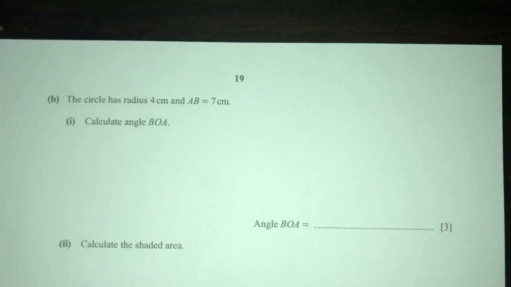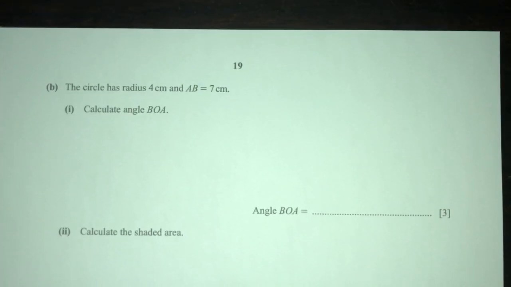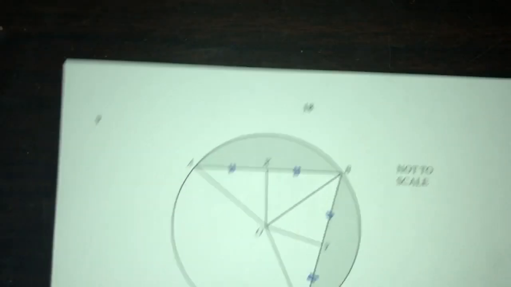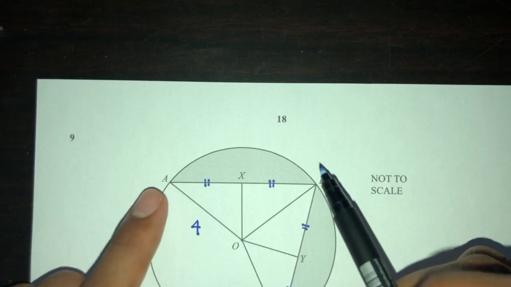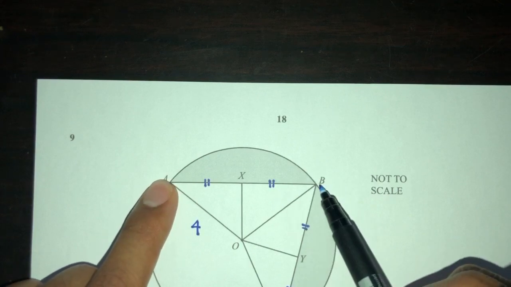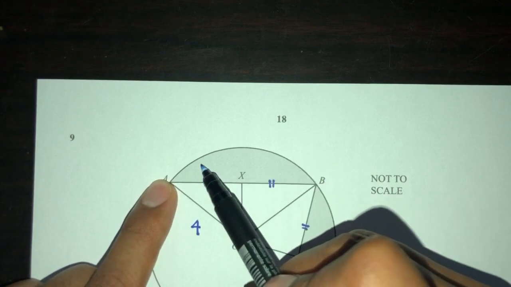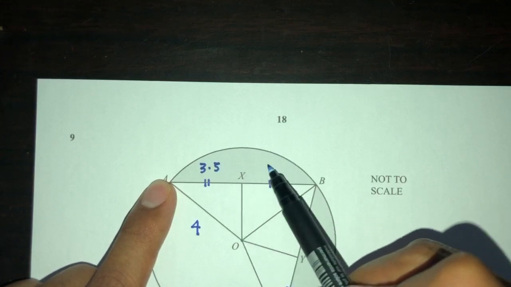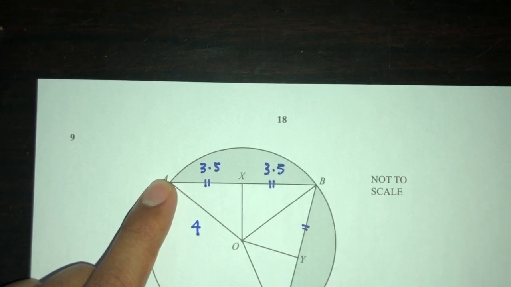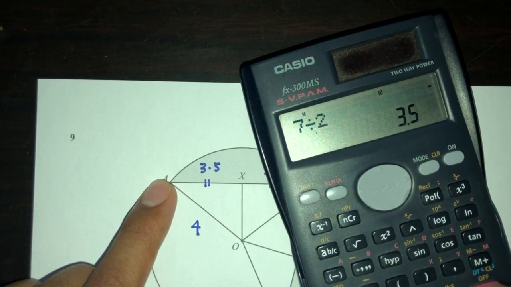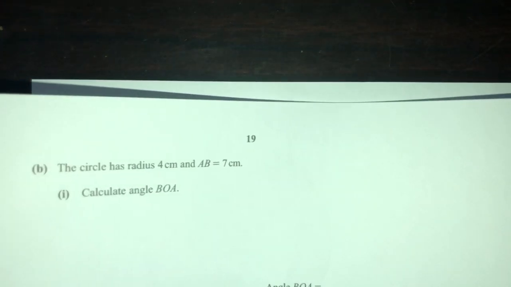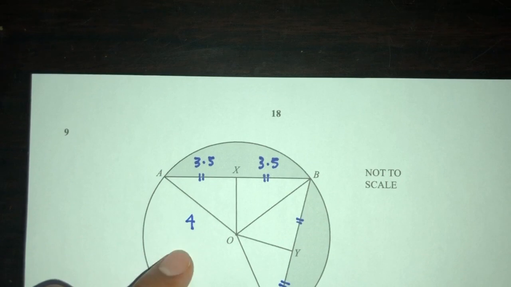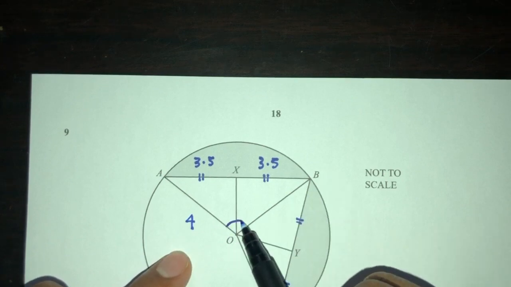Now for part B, the circle has radius 4 and AB is equal to 7. So the circle has radius 4. So this is the radius. And AB is equal to 7, which means this is 3.5. This is 3.5. Let's check. So half and half. Yep, indeed 3.5, 3.5. Now, we have to find the angle BOA. So BOA will be this whole thing.